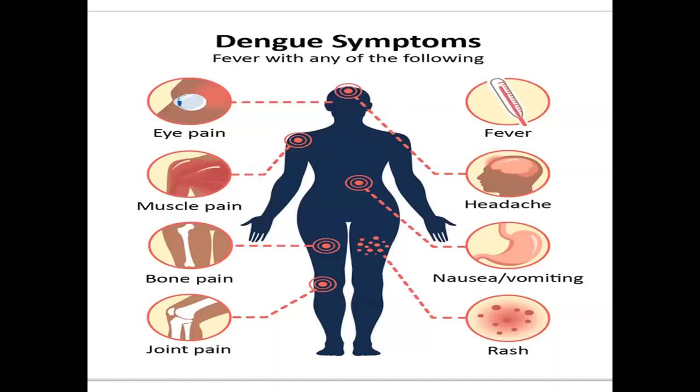Again, the slide that explains the dengue symptoms. The fever can present with all of these: eye pain, basically retroorbital pain, with tenderness in the orbit on palpation, muscle pain, bone pains, joint pains, rash, nausea, and vomiting, which I already explained as warning signs, headache, and fever.